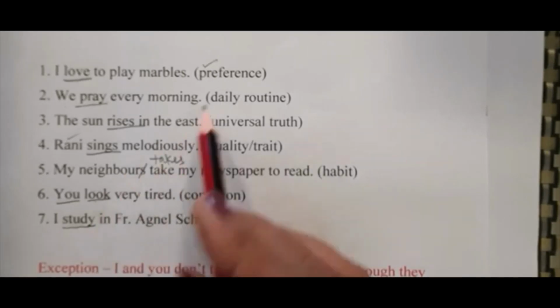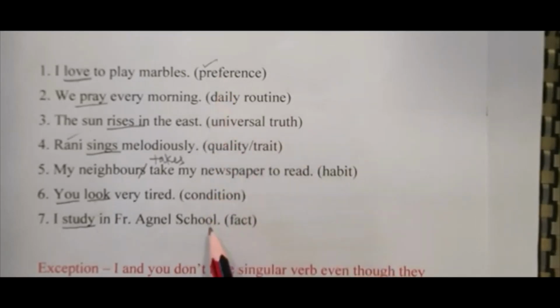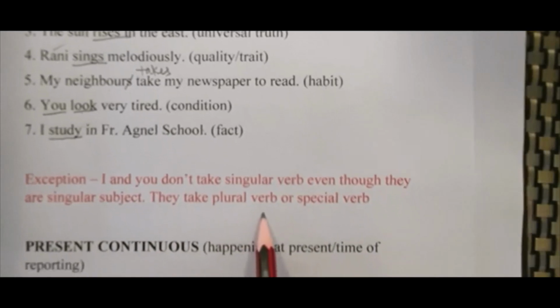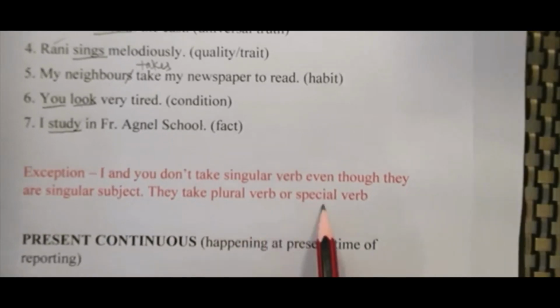So we should always remember that present indefinite tense, as the name suggests, the time of the action is not definite. So all these things are taken into present indefinite tense. Remember the exception that I and you don't take a singular verb even though they are singular subjects. They take a plural verb or special verb.